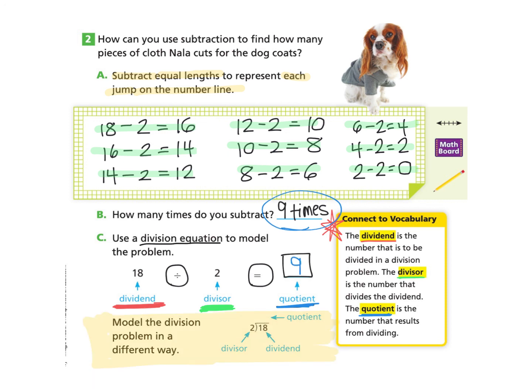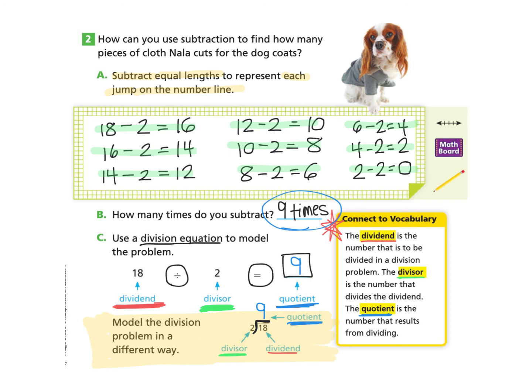The next part asks us to model the division problem in a different way. Here we have the dividend 18. We have the division sign, which is this symbol right here. And then we have the divisor, which is our 2 right here. And the quotient, or the answer, is what goes on top of that division symbol. So the quotient goes on top of the division symbol.